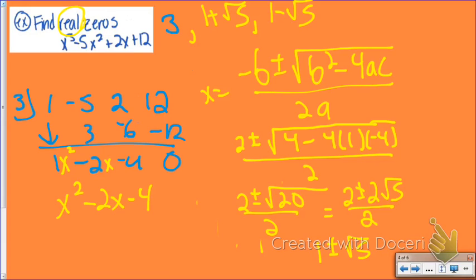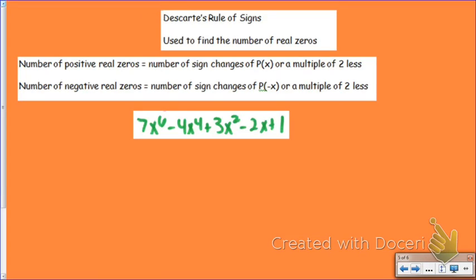Alright, so now we've got 2 more things to look at that are a little bit new, different rules. And the next one is Descartes' rule of signs. Now this one's pretty simple to do. You just have to remember how it works and what we can use it for. So Descartes' rule of signs is what we use to find the number of real zeros that are possible. It's not going to give us the exact number, but again, it's going to give us some options here.